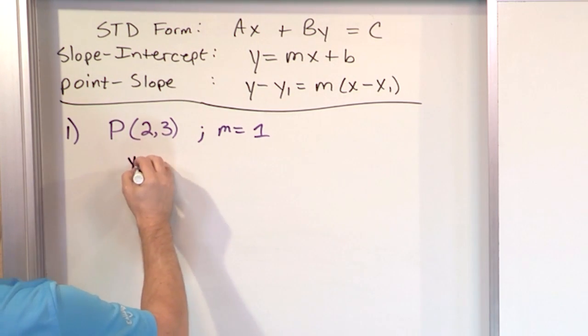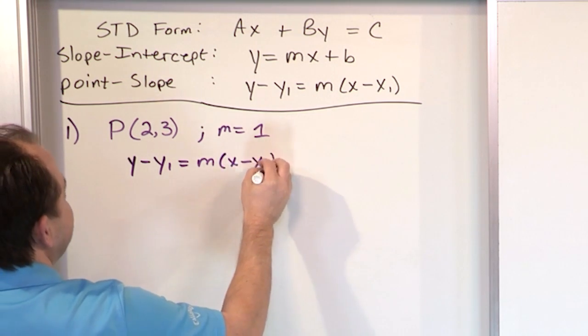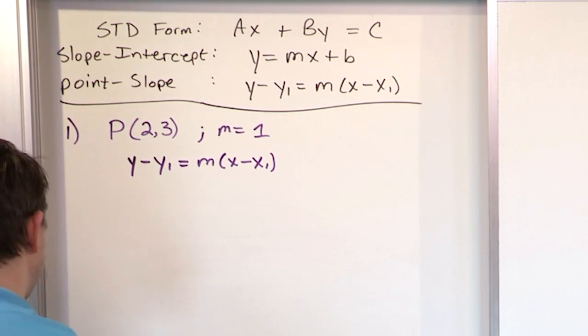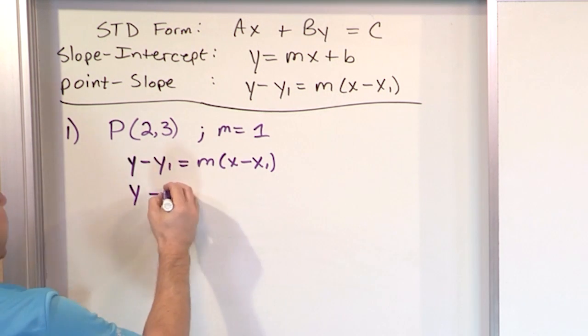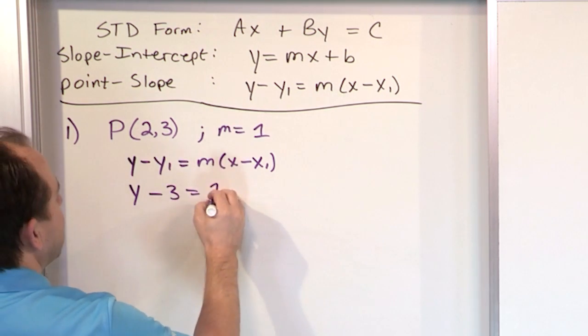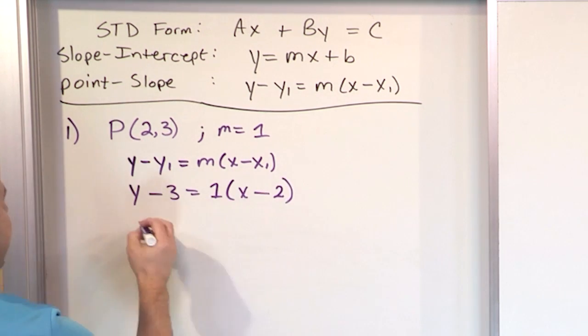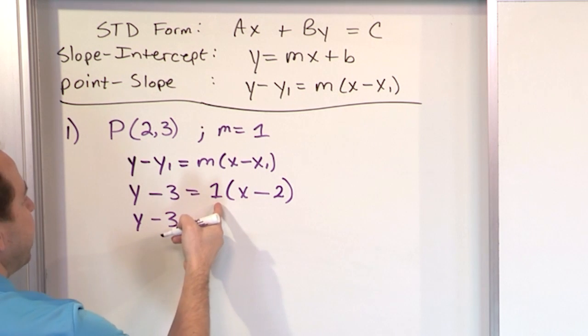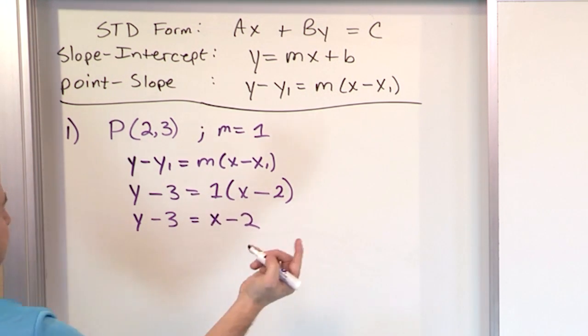So it'll be y minus y1 equals m times x minus x1. I promise you, you'll get so tired of writing that after a while. But for right now, we're just going to write it. Y minus y1, which is 3, is equal to m, which is 1, times x minus x1, which is 2. And then on the right-hand side, we just distribute the 1 in. So all we get is x minus 2. We just distribute and multiply in, and we get x minus 2.